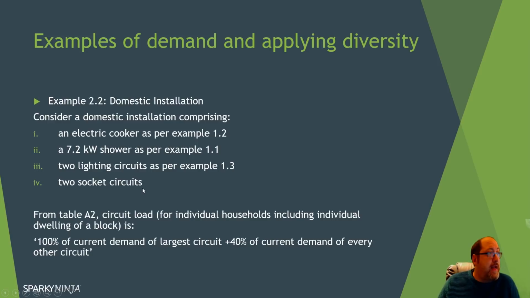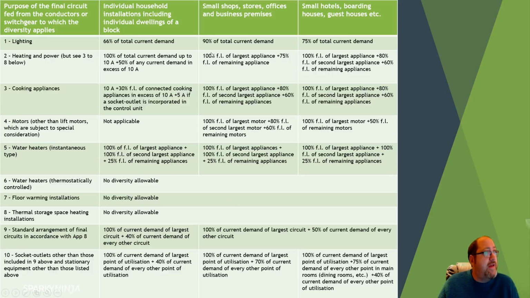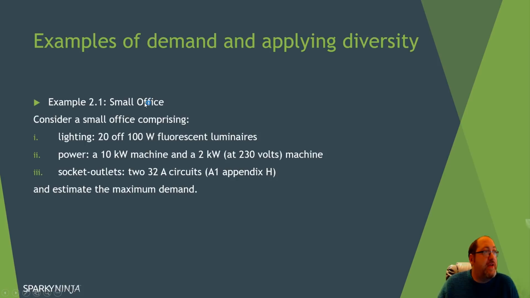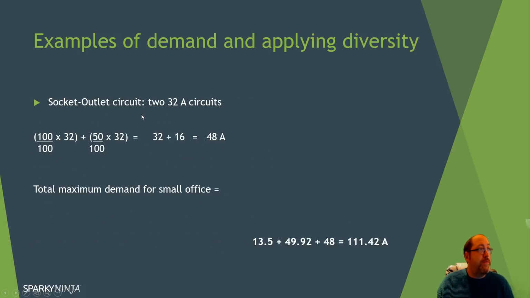Now the diversity for the domestic is such that we can apply 66% of the total current demand for the lighting. We apply 40% to the second largest socket outlet circuit. There'll be no diversity for any water heaters that are thermostatically controlled, or the largest instantaneous, so that's the shower, and the cooker in the household, so we know that'll be 26 odd, so that's fine. That'll be like we did before.